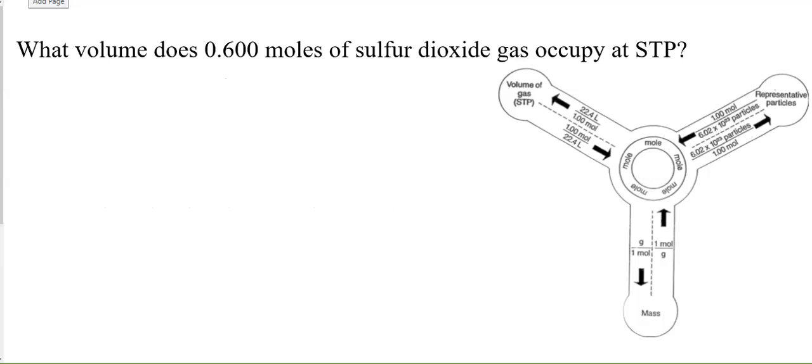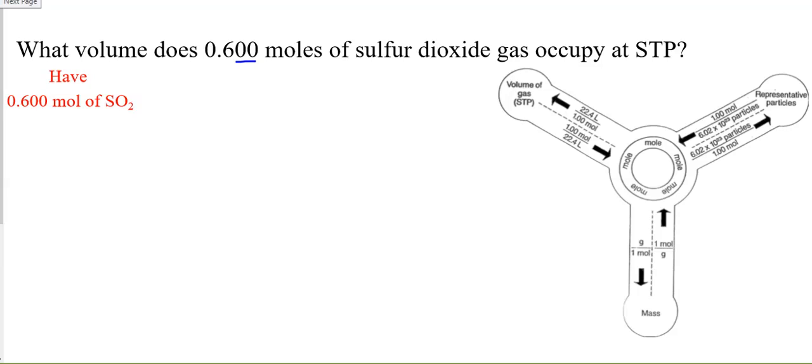Second last example problem. What volume does 0.6 mole of sulfur dioxide occupy at standard temperature and pressure? Once again, if you see STP, it just means standard temperature and pressure. So we're starting off with moles. Write out what you have. 0.6, I kept the 2 trailing zeros because they are significant, so we'll just keep them in there.